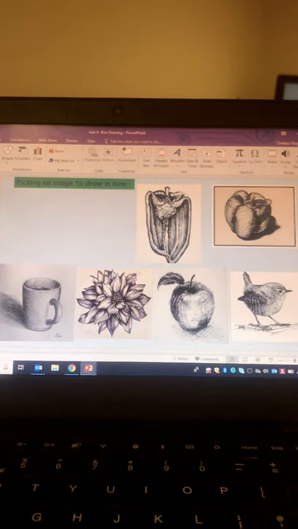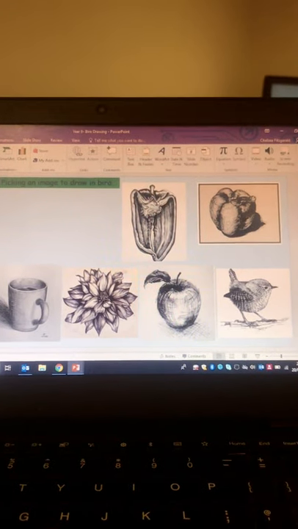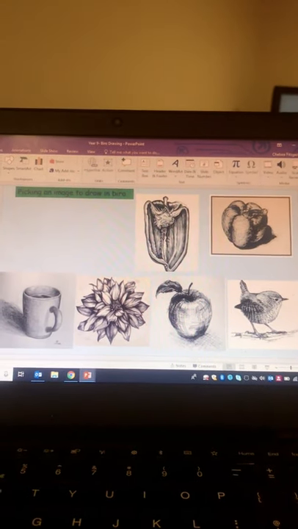So I have picked six for you. I don't want you to go off and pick your own ones because I've picked six especially because I think they're going to work well in biro. I'm just going to talk you through them.